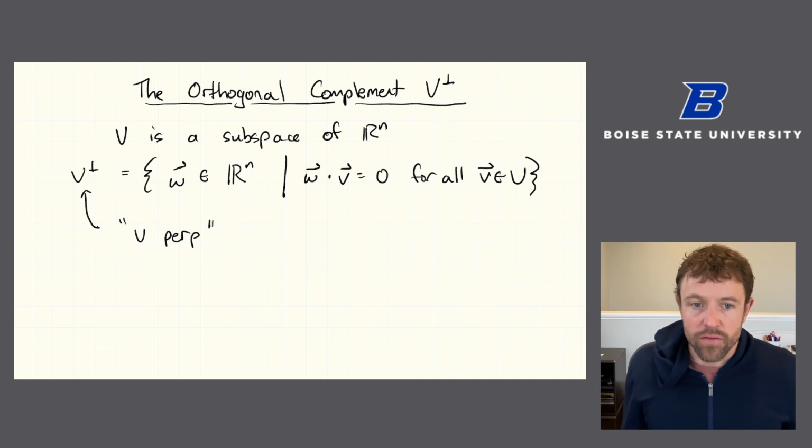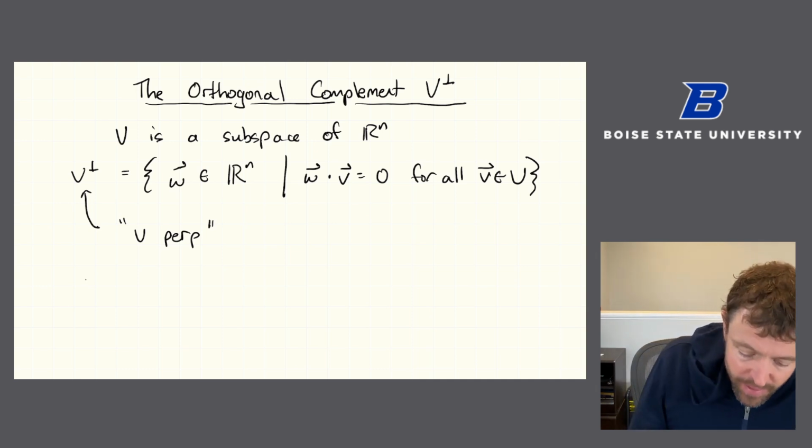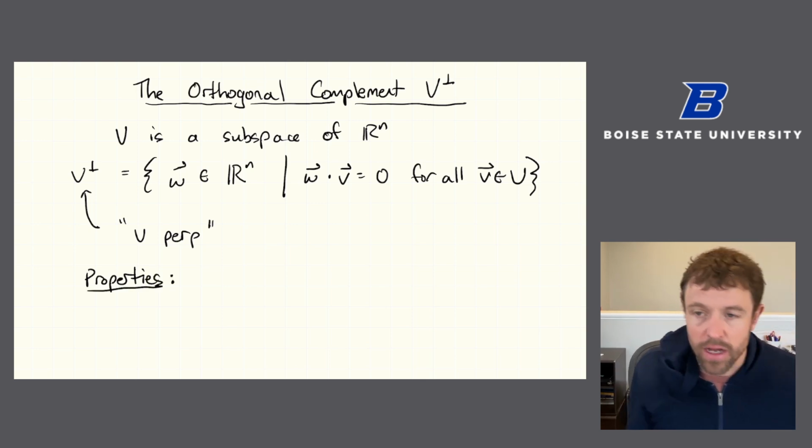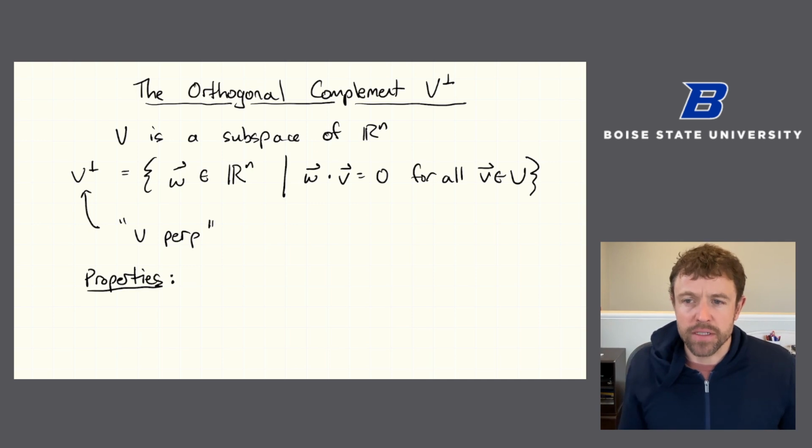What have we learned so far? Well, I don't know if I explicitly said this, but some properties. In this example, we saw that V perp was another subspace of Rn.